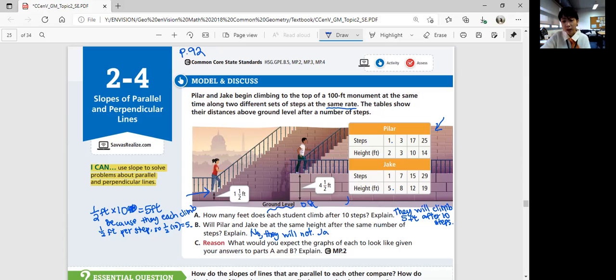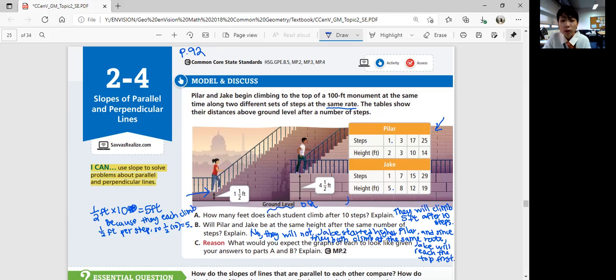Okay. Jake started higher than Pillar did. And since they both climb together at the same speed, both climb at the same rate, Jake will reach the top first, according to the steps, if they are taking the same steps at the same time, right?